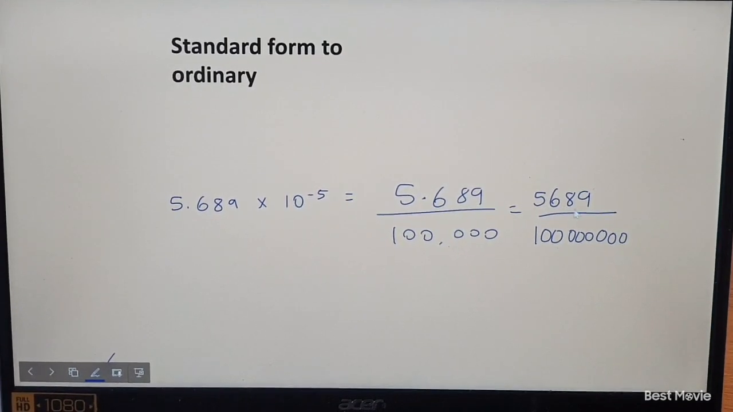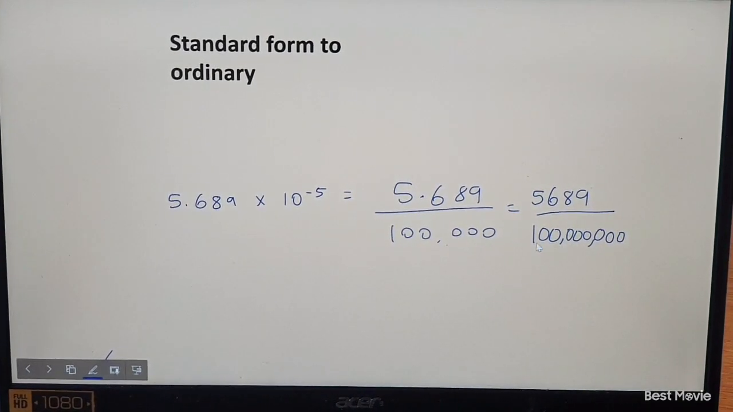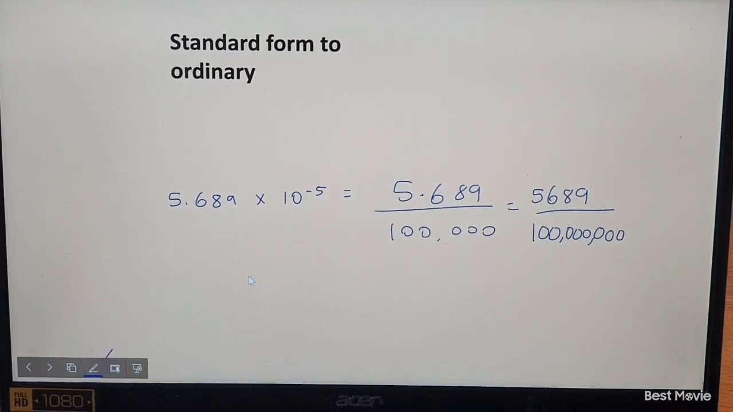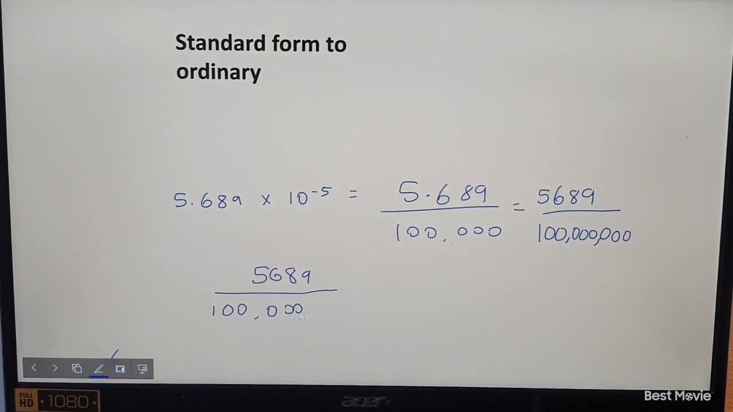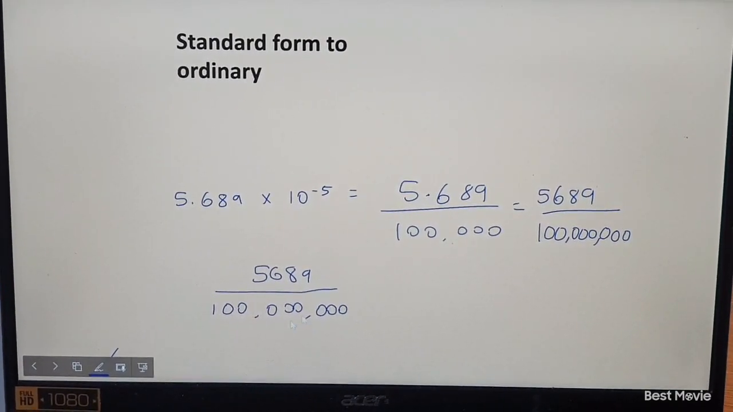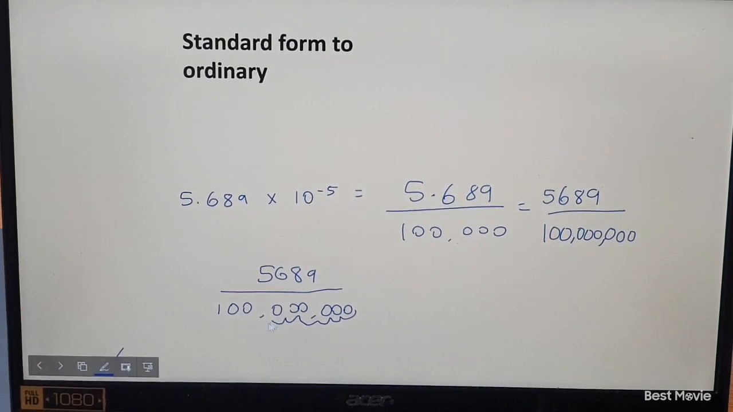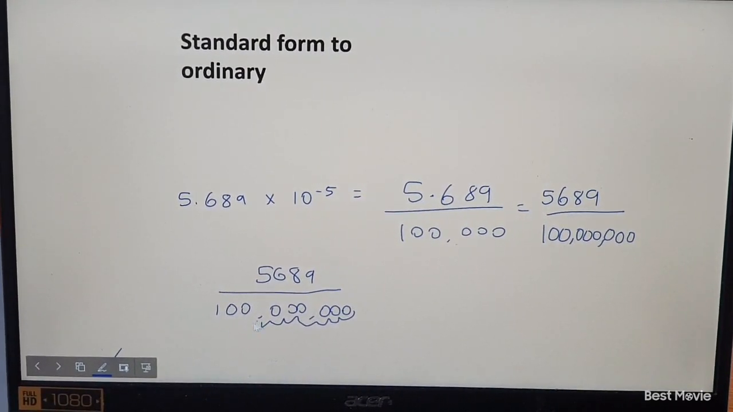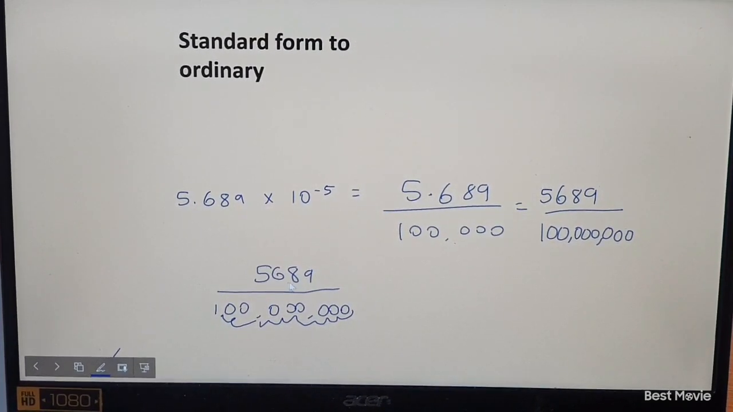Okay, so this number in the denominator is 100 million. I want to get it back to 1. So let me just write the fraction out again here, so I've got a bit more space. Okay, so to get this to 1, it's going to involve 8 hoops. 2, 3, 4, 5, 6, 7, 8. So 8 hoops. So I need to do 8 hoops in the numerator as well.